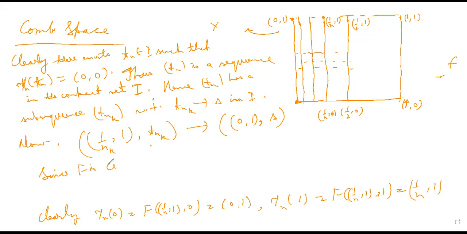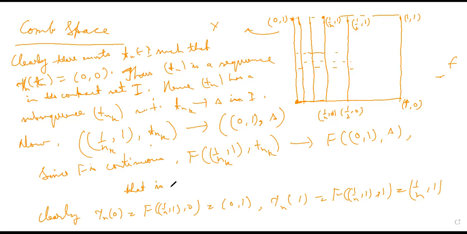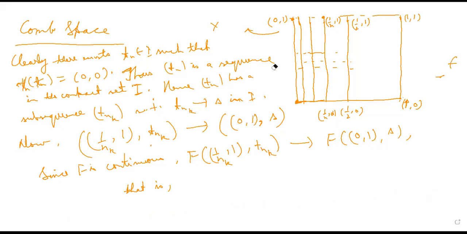Since F is continuous, F of 1 upon nk comma 1 comma Tnk goes to F of 0 comma 1 comma S, right? That is what you have there. So what is this, F of 1 upon nk comma 1 comma Tnk? What is this basically?